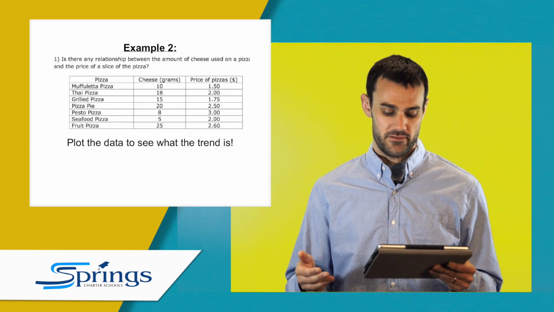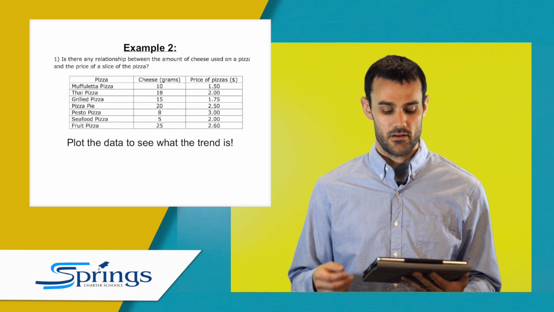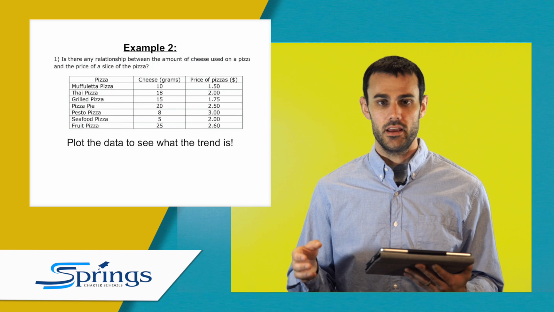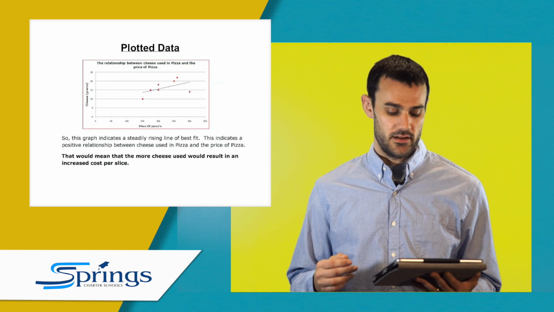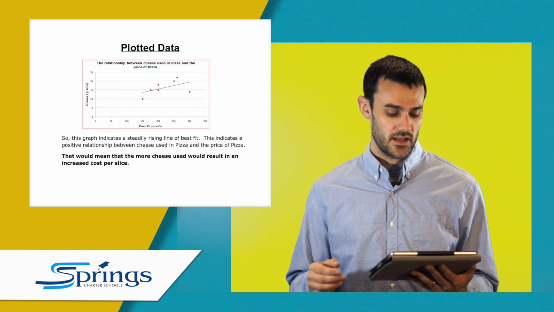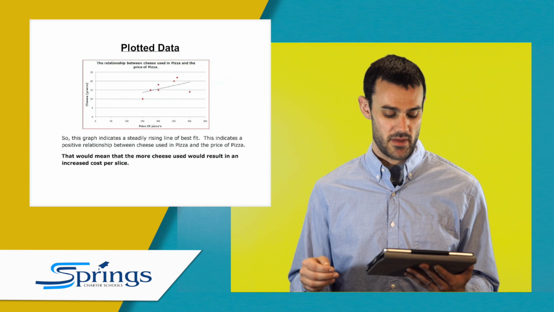We go from $1.50 all the way up to $2.60. So we're going to plot this data, the grams of cheese and the price of that pizza, on a nice coordinate plane for us. So we plotted that data here. We can see here that on the x-axis is the price of the pizza, and along the y-axis is the number of grams of cheese used in each type of pizza that's made.